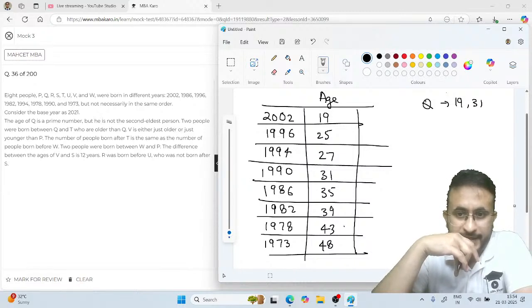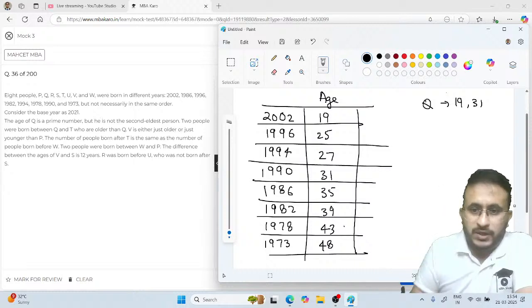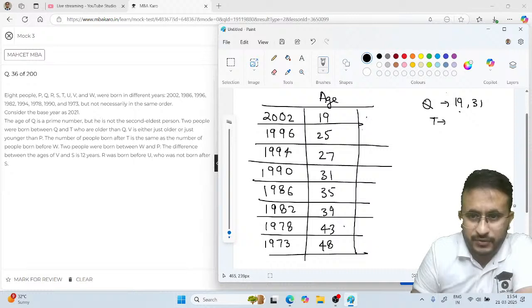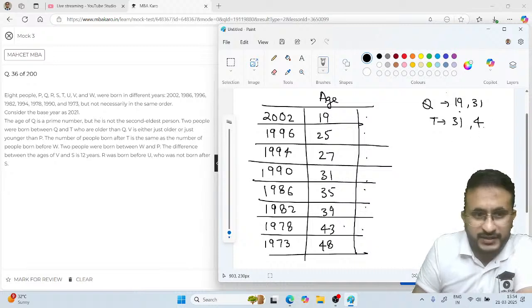Q and T who are older than Q. If we take Q as 19, then there will be two people between Q and T, right? So if this is Q, 1, 2, then T. So T will be 31, and in the other case, 1, 2, T will be 43.